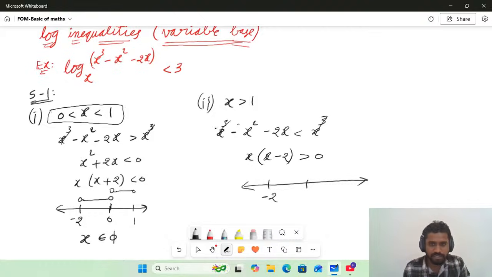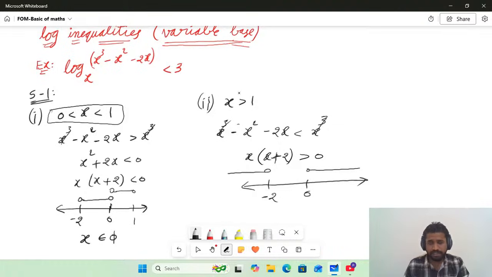Multiplied with minus, no? So x square plus 2x, right? X into x plus 2. So minus 2 is one root and 0 is another root. By applying the wavy curve method, from 0 to infinity as well as from minus infinity to minus 2, we got the answer here: from minus infinity to minus 2 and 0 to infinity.